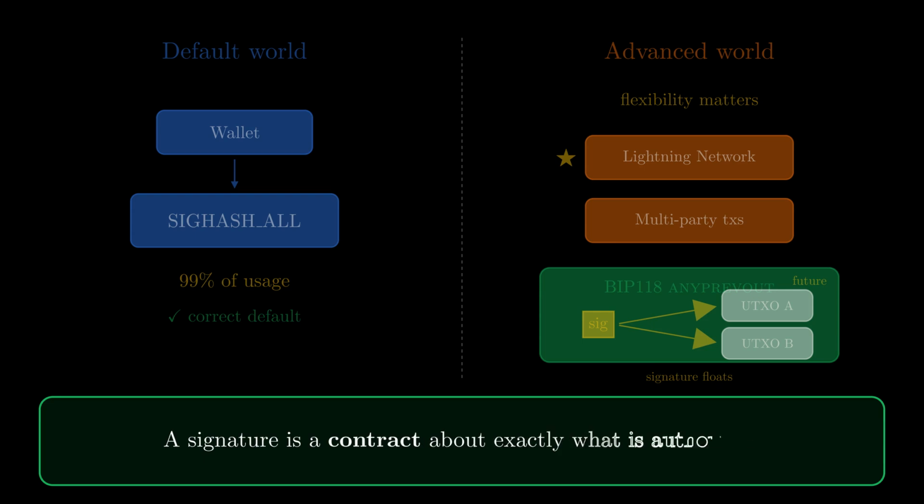The takeaway: a Bitcoin signature isn't a generic stamp of approval. It's a precise contract about exactly which bytes of which transaction the signer authorized. That precision is a quiet superpower of Bitcoin's design.